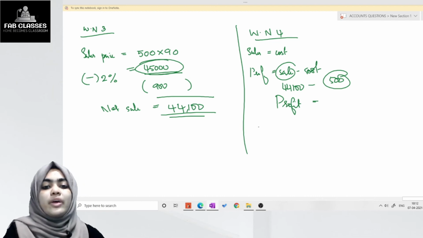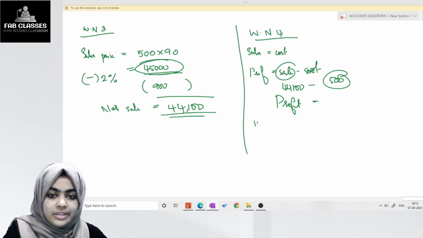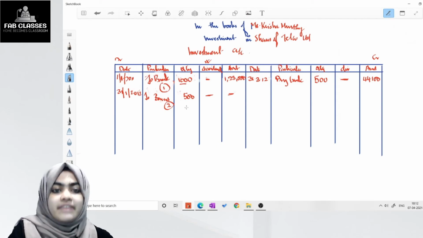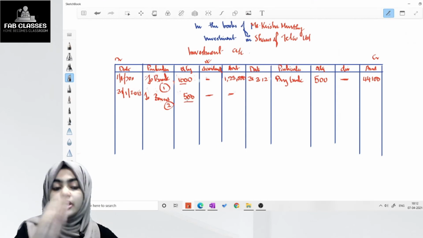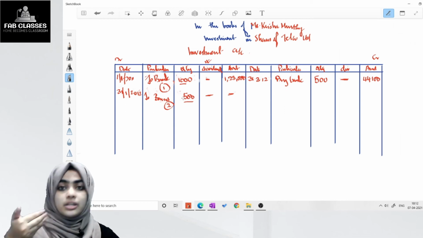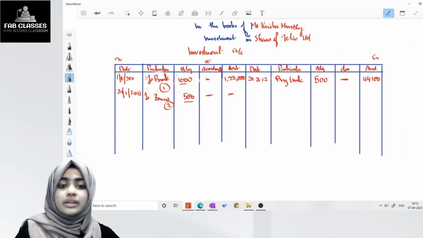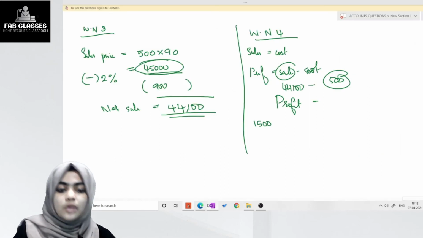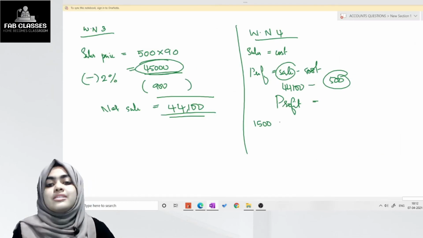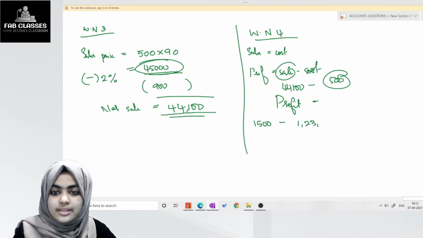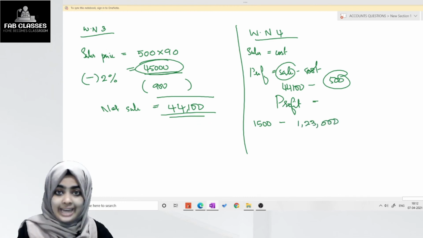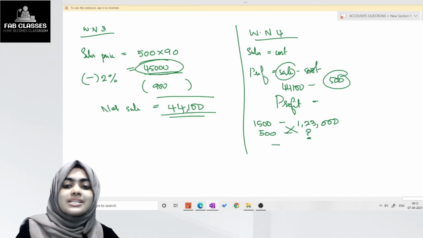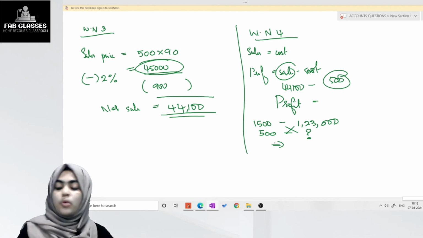For that purpose, we had 1000 shares in our hands and later on 500 shares. So in totality we had 1500 shares in our hands. For 1500 shares, the cost incurred was 1,23,000. In that case, for 500 shares, what will be the cost? This is the way we find out the cost of the bonus shares.